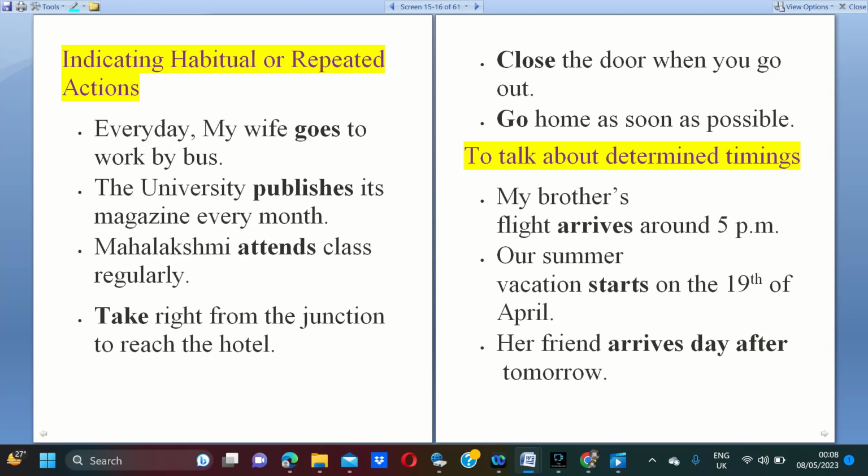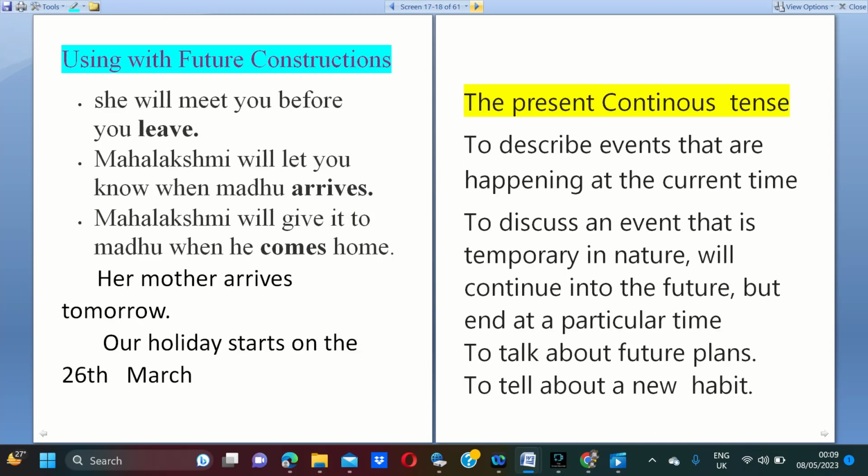Next, to talk about determined timings, that means future timetables. My brother's flight arrives around 5 p.m. Here it is talking about future timetables. Our summer vacation starts on the 19th of April. See, here we can also talk about determined timings by using simple present tense. Her friend arrives day after tomorrow. See, we are talking about the future also by using simple present tense. All of you observe the sentences, you can understand clearly.